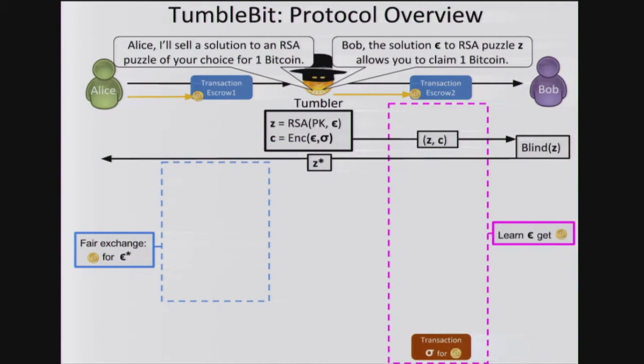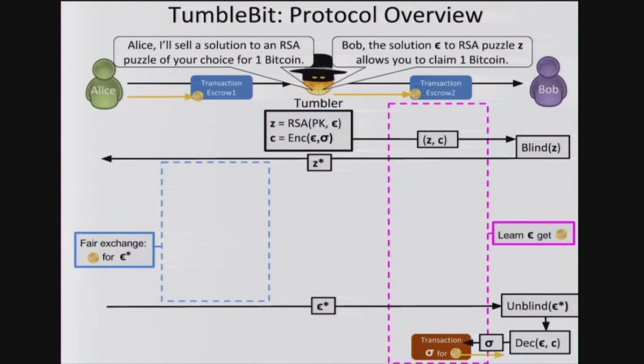So the Tumbler sends the puzzle and the ciphertext to Bob. Bob blinds it, sends the blinded puzzle to Alice. Alice performs a protocol here and gets the blinded solution. Bob can now unblind this puzzle, decrypt the ciphertext to get the signature, and now Bob has a valid signature on this transaction and can get the coins from there.